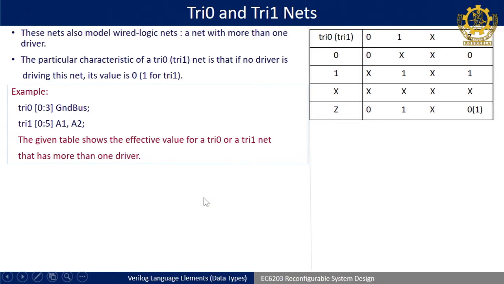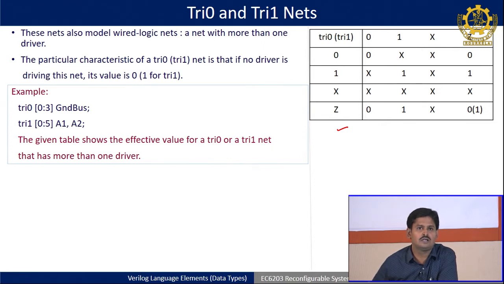The particular characteristic of tri0 and tri1, how it differs from the others, is that when tri0 is there and no driver is driving the net, its value becomes 0 by default. Okay. And in the tri1 case, it will become 1 by default. Okay. So, if multiple driver cases exist, then it will refer to the given table. If multiple driver cases are not available, then tri0 will drive the signal you are taking to 0, and tri1 will drive it to 1.